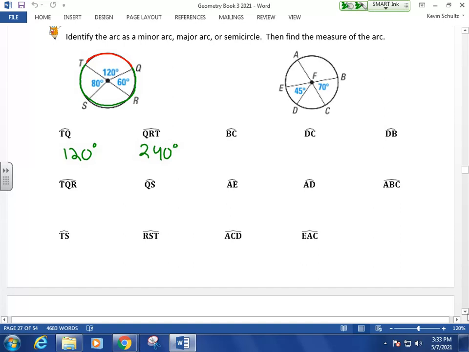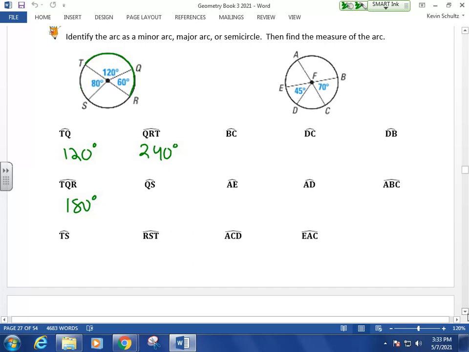So TQR. TQR coming around here, that is 180 degrees. TR is the diameter of the circle, and so the diameter will form a semicircle, 180 degrees.